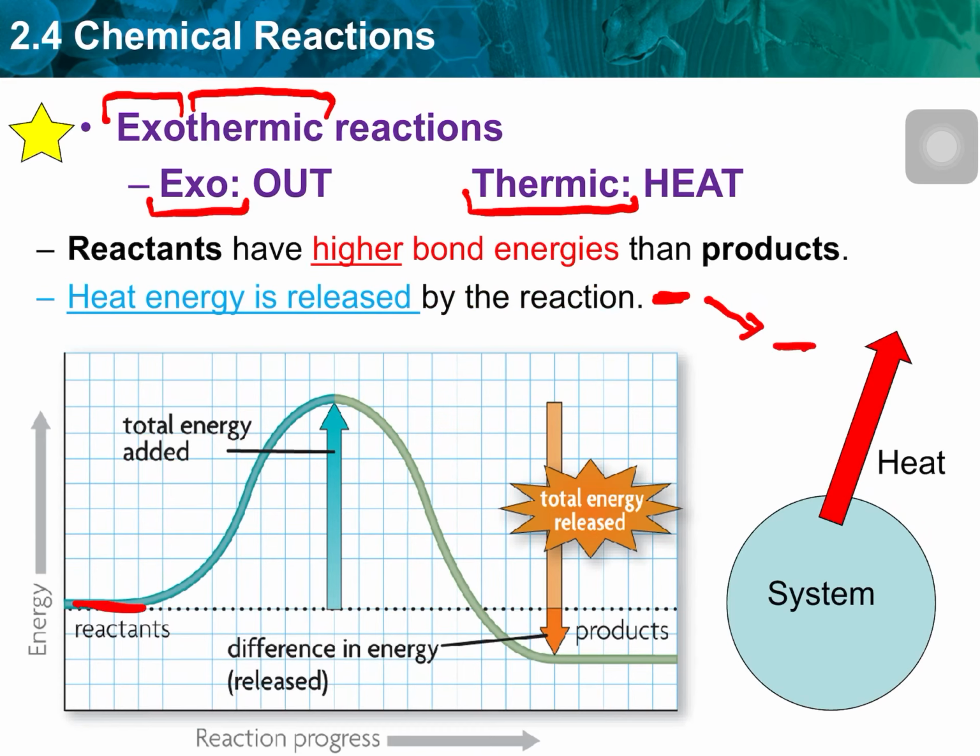This is what the picture is going to look like. As you can see, our reactants' bond energy starts here. It goes through the activation energy, and then our products' energy is way down here. So we have lost this much energy. It has exited the reaction, so it is exothermic. If we have a system that is losing heat, losing energy, that is going to be exothermic. You will have to know these pictures.